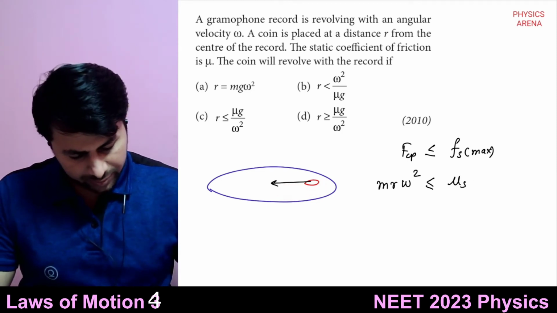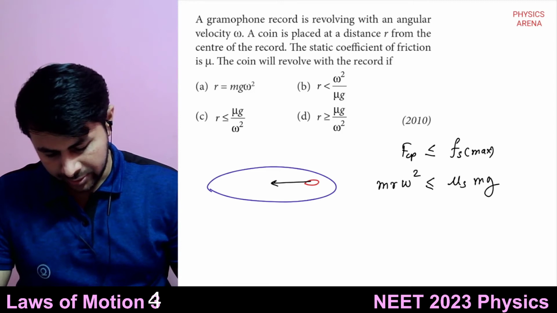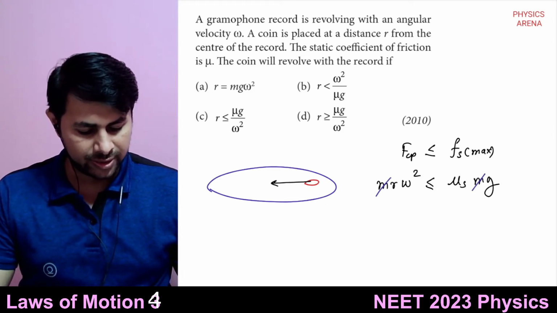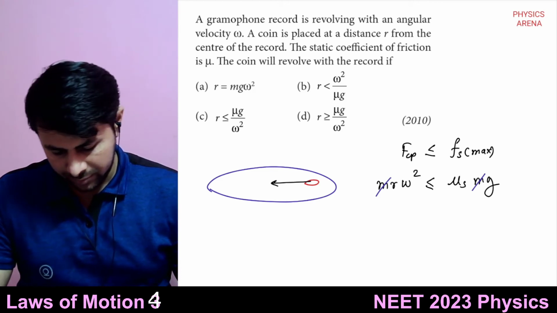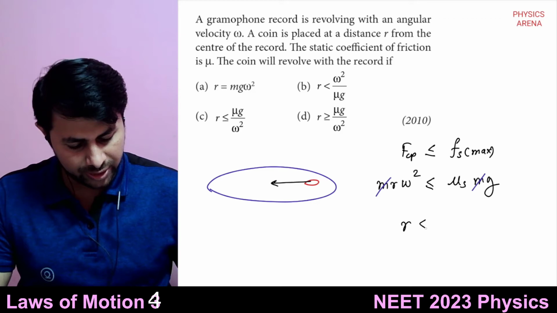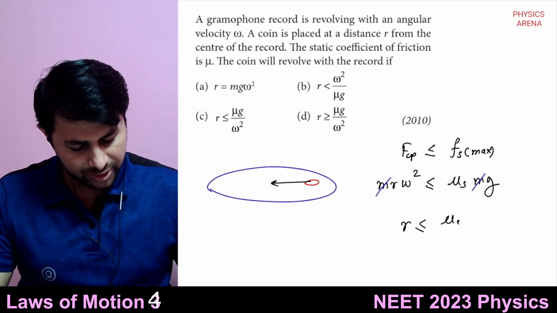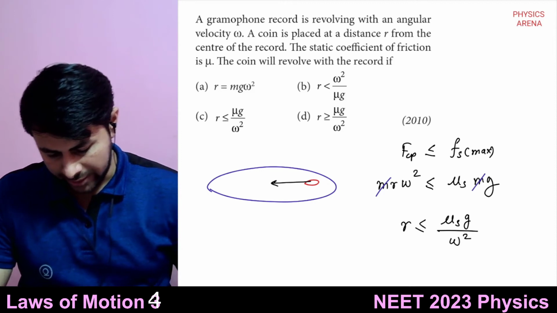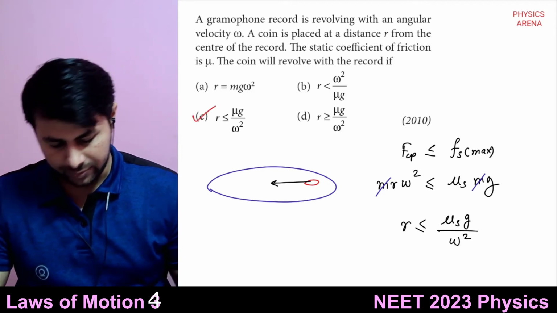Okay, you can cancel out m and m, so you get r omega square is equal to mu s multiplied by g, and you want r, so it will be less than or equal to mu s times g upon omega square. So the answer is option C.